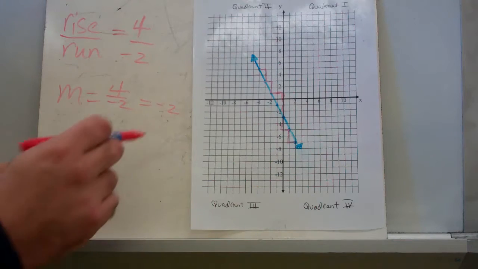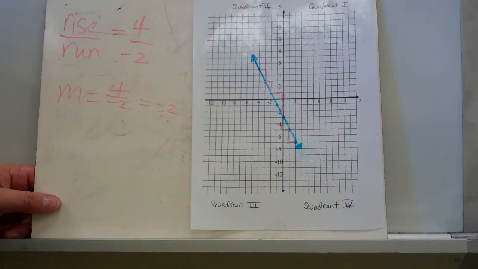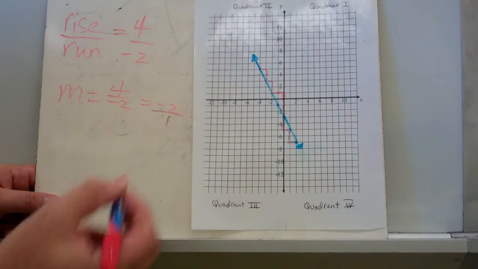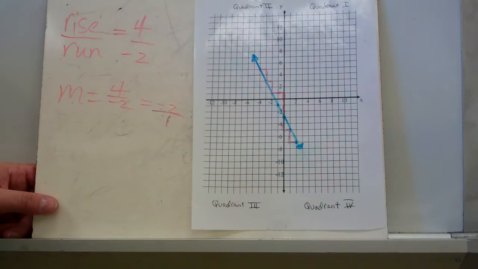I think it's easier for us to have a simplified slope, because this is 2 over 1. Again, we don't need to write the 1 there, but again, we understand that we're going to be moving right or left 1 space.